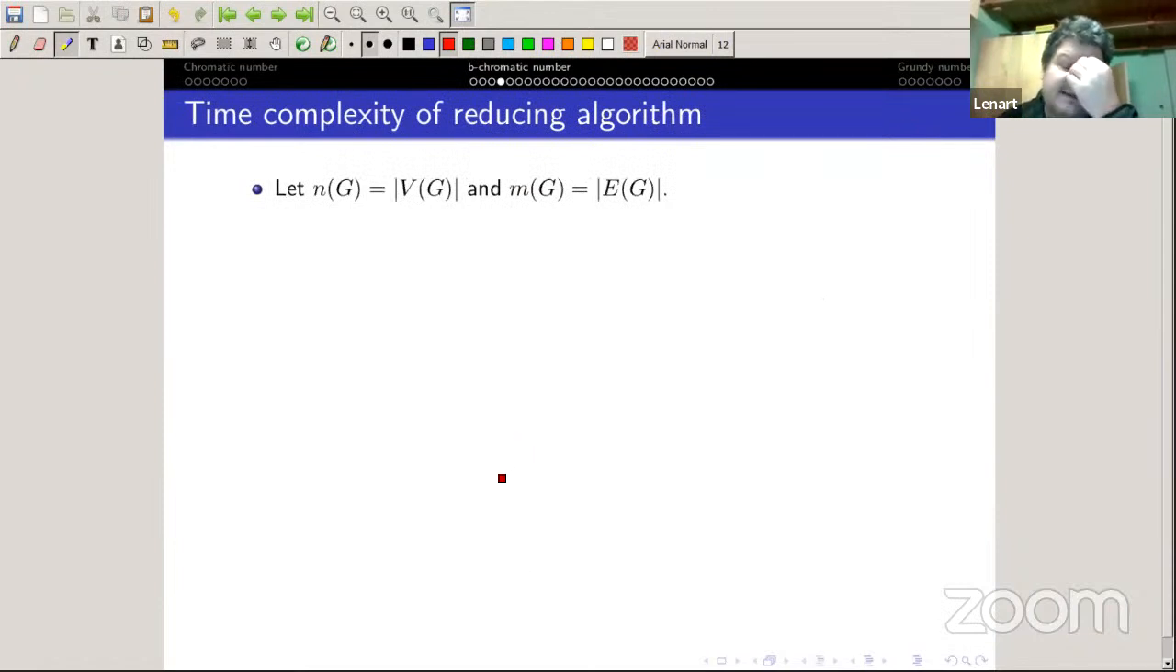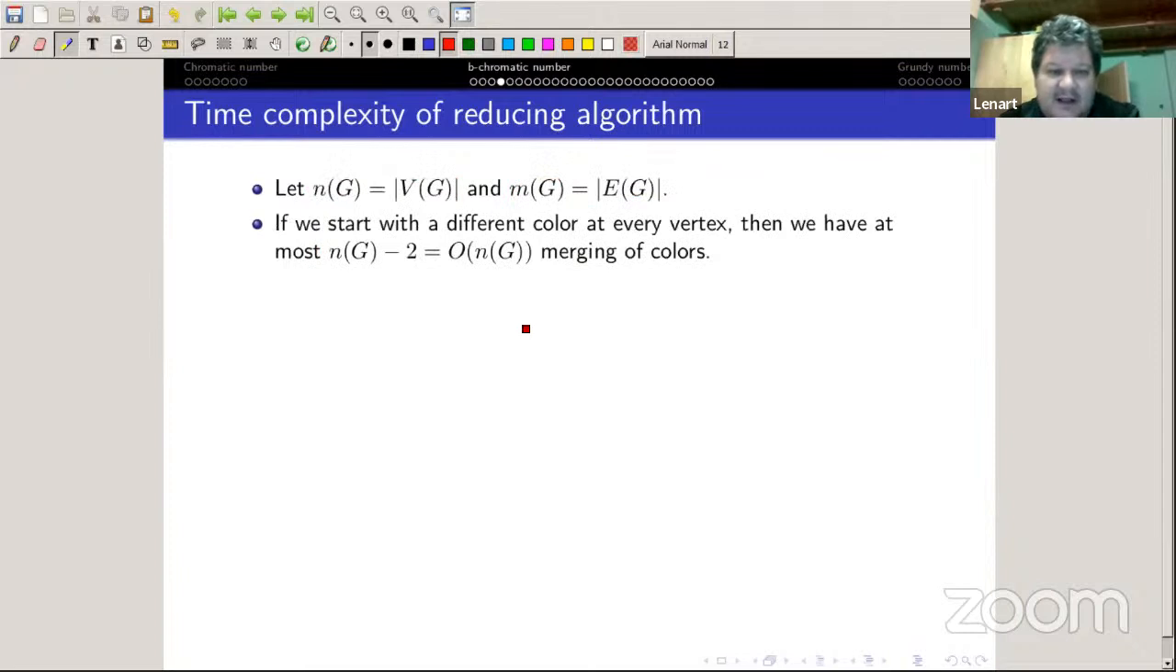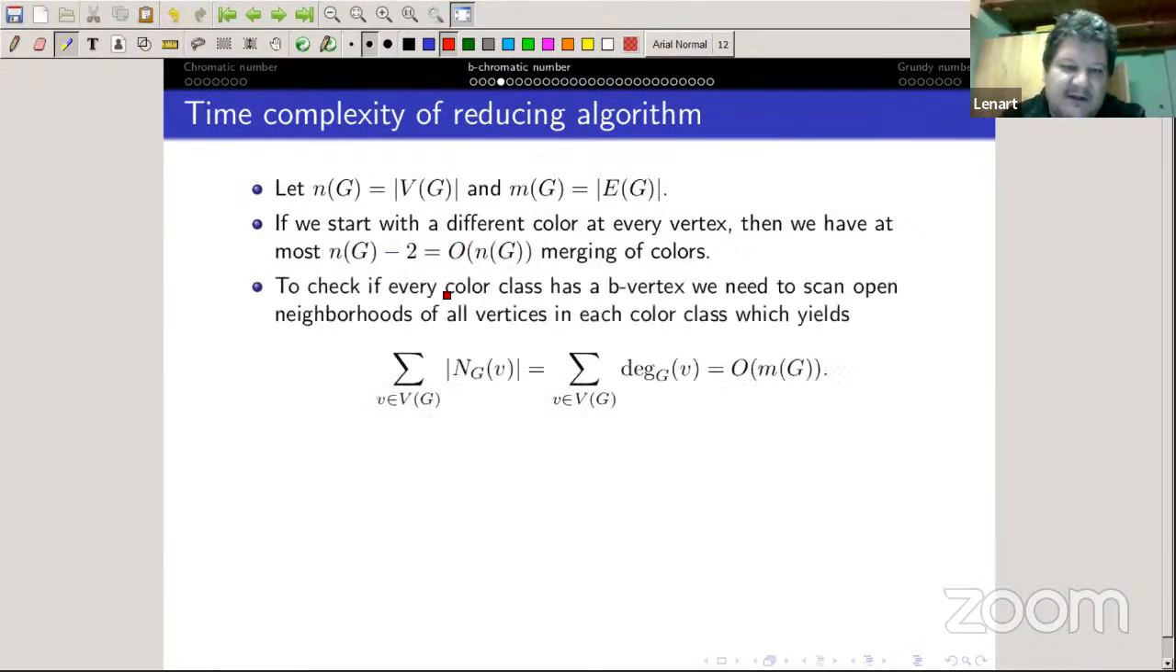Okay, what is the time complexity of this algorithm? N of G is the number of vertices, M of G is the number of edges. At most, the number of steps of this algorithm is N of G minus 2, so the least number of colors is 2. So this is O of N of G. I mean, we could do it better. Instead of 2 here, we could replace it by chi of G. But okay, we just want to show that this is a polynomial algorithm.